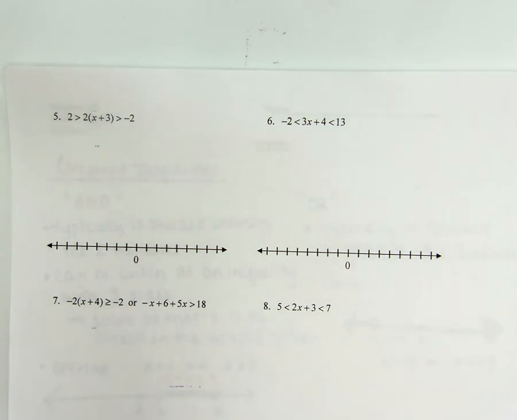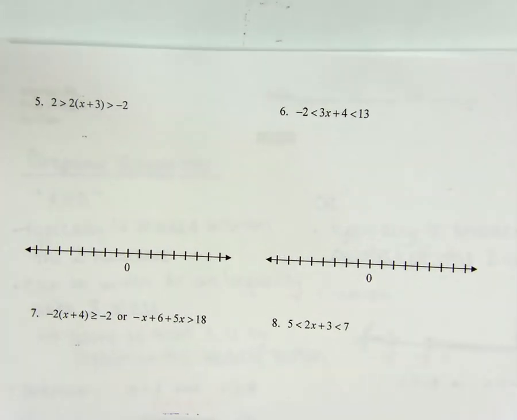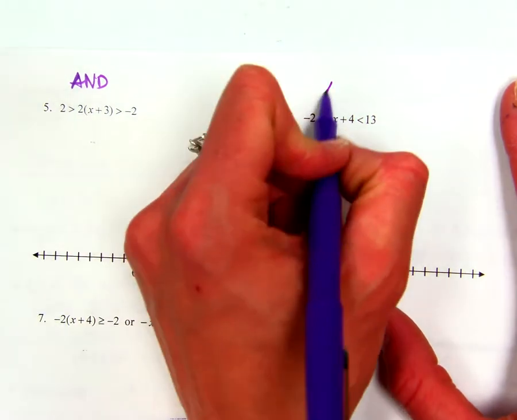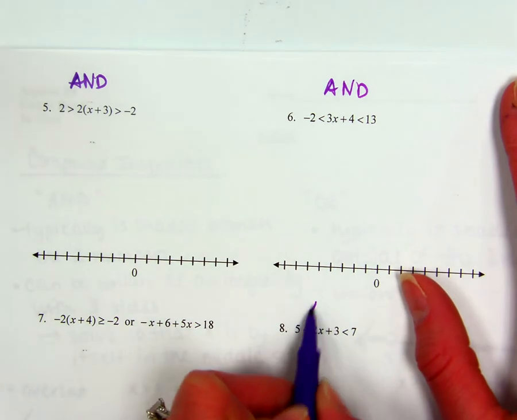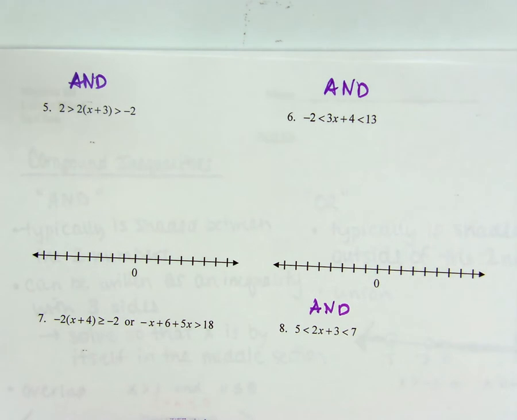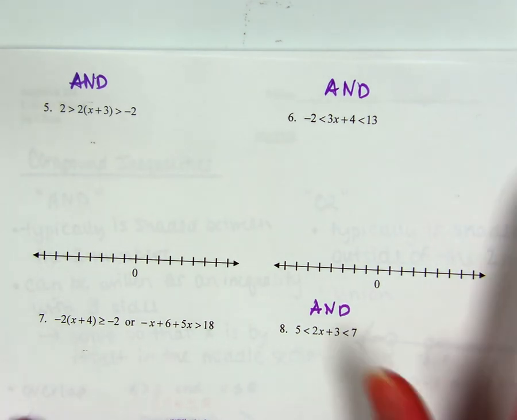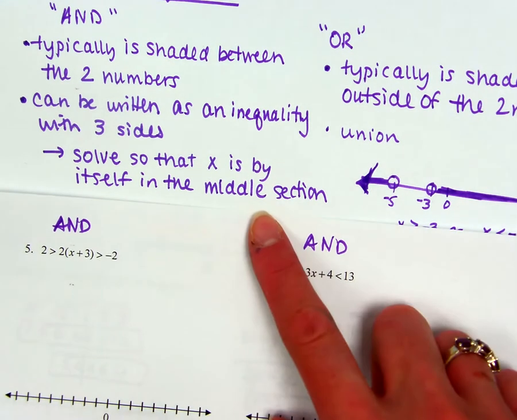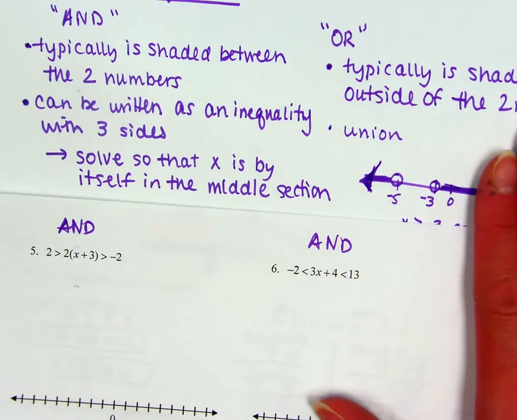All right, so number 5, this time we've got an "and," we've got our three-sided inequality. Number 5, number 6, and number 8, these are all of our three-sided inequalities. So for these, this is where you want to solve for x in the middle. That's what we talked about over here. Solve for x so that it's by itself in the middle.